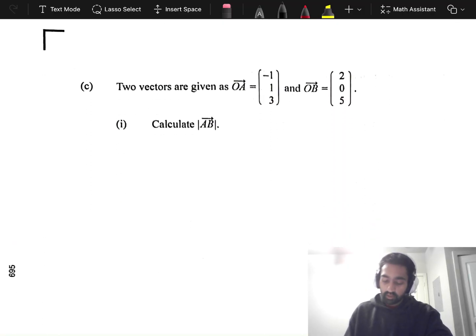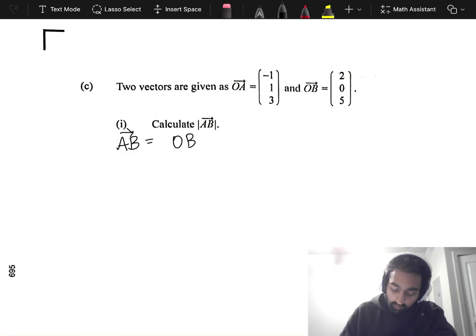The last question for question 3 is the vectors question. It says two vectors are given as OA equals this and OB equals this. So these are 3D vectors. You see how there are 3 numbers for each vector. And they ask you to find the magnitude of AB first. So first we have to actually find the vector AB.